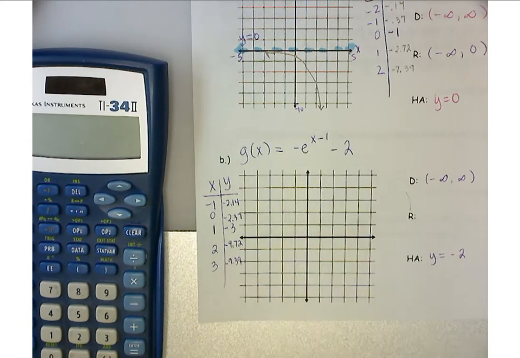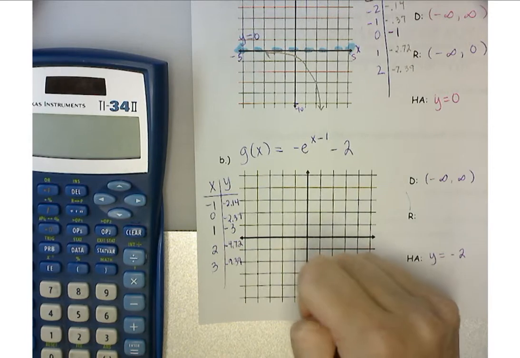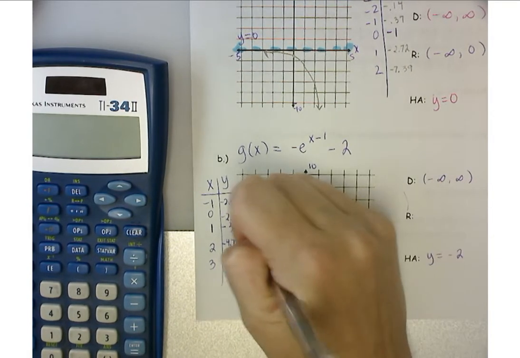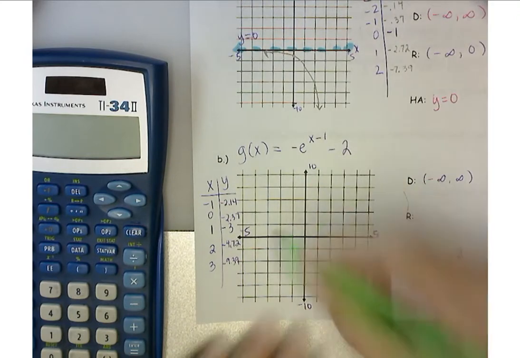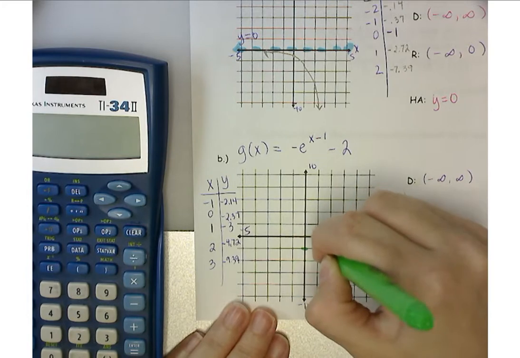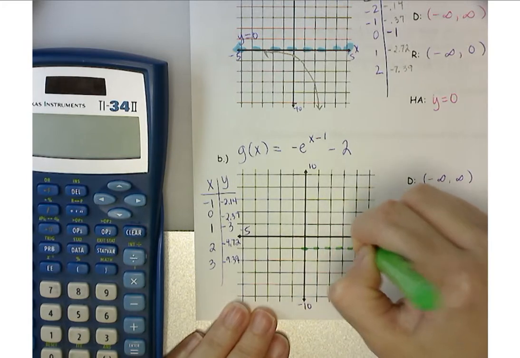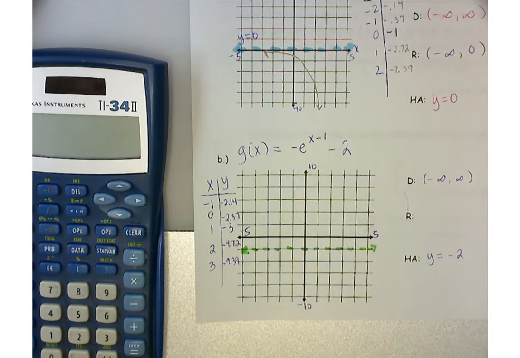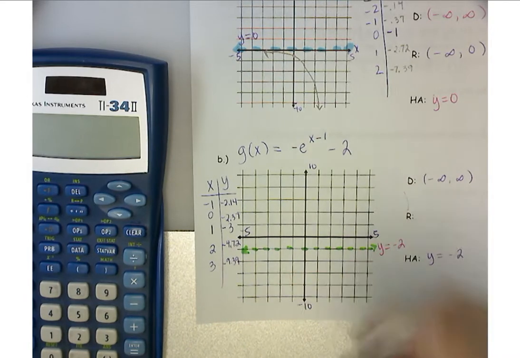So, and this I am going to go by 2's again. Again, if you look at your scale, this would be negative 10, 10. Here I'm going to go by 1's. So then if I'm going by 2's, this would be at negative 2. So that's my horizontal asymptote, and now I can plot my points.